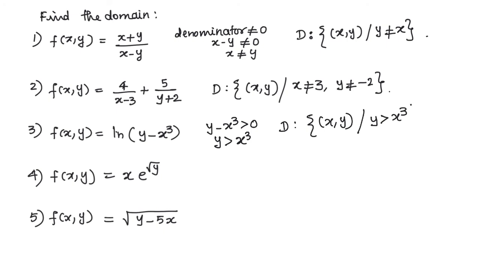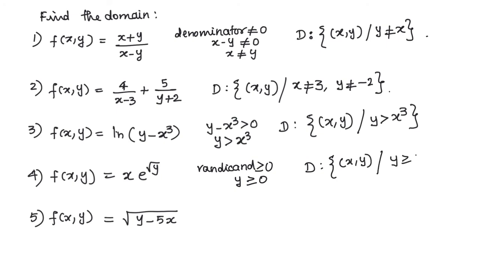Fourth question, here x can be any real number, but the y is under the radical sign. So the radicand has to be greater than or equal to 0. That means y has to be greater than or equal to 0. So the domain is all the values of x comma y such that y is greater than or equal to 0.